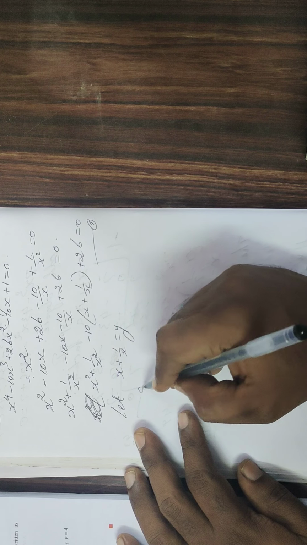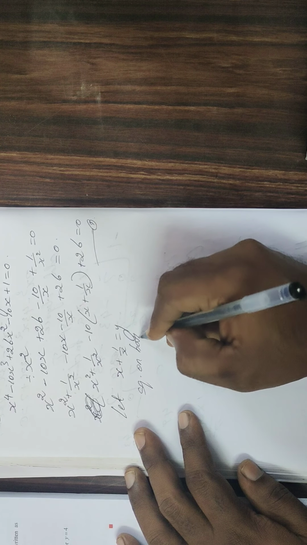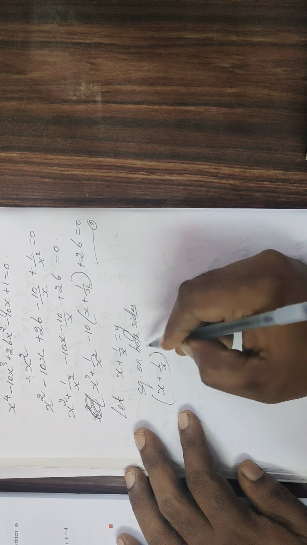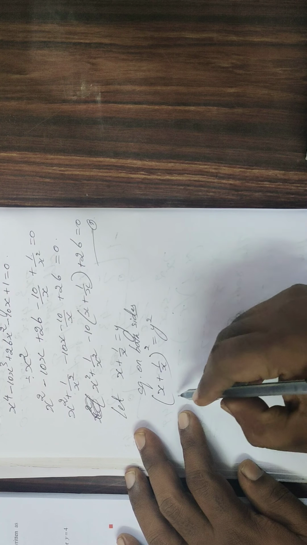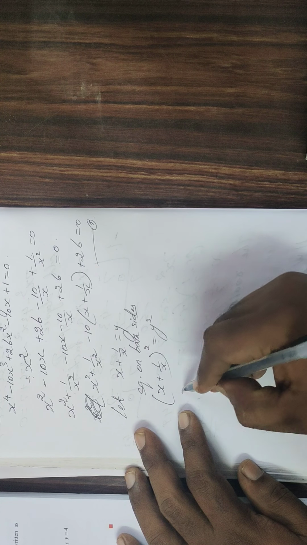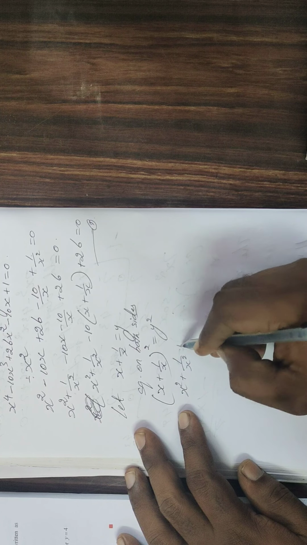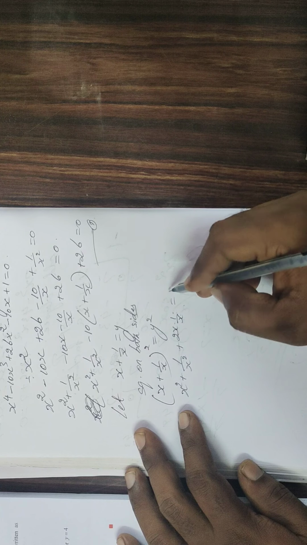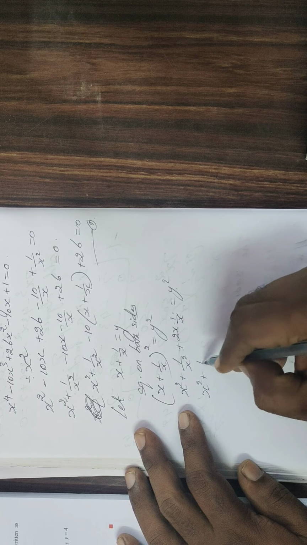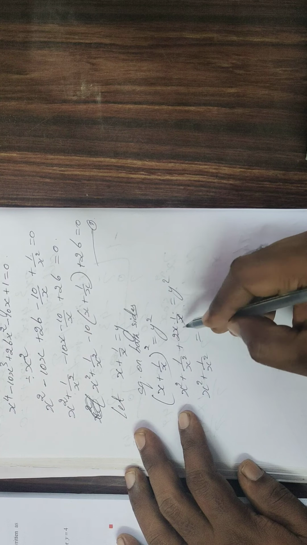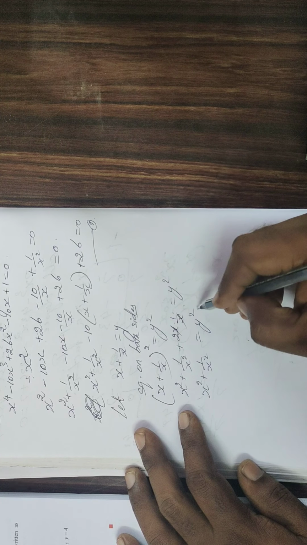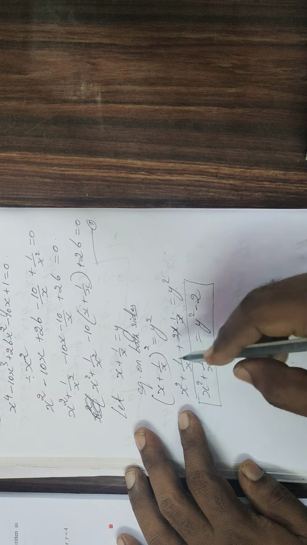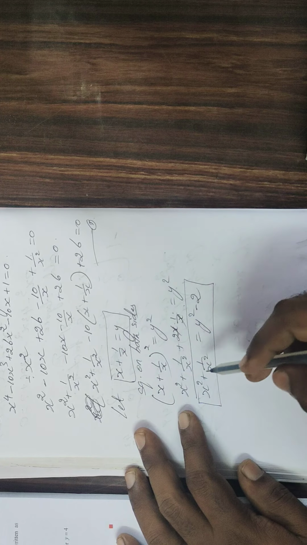Now squaring on both sides, we get x plus 1 by x the whole square equal to y square. Expand it: x square plus 1 by x square plus 2 times x into 1 by x, that is 2ab, equal to y square. So x square plus 1 by x square equals y square minus 2, taking it to this side. This term we also need.